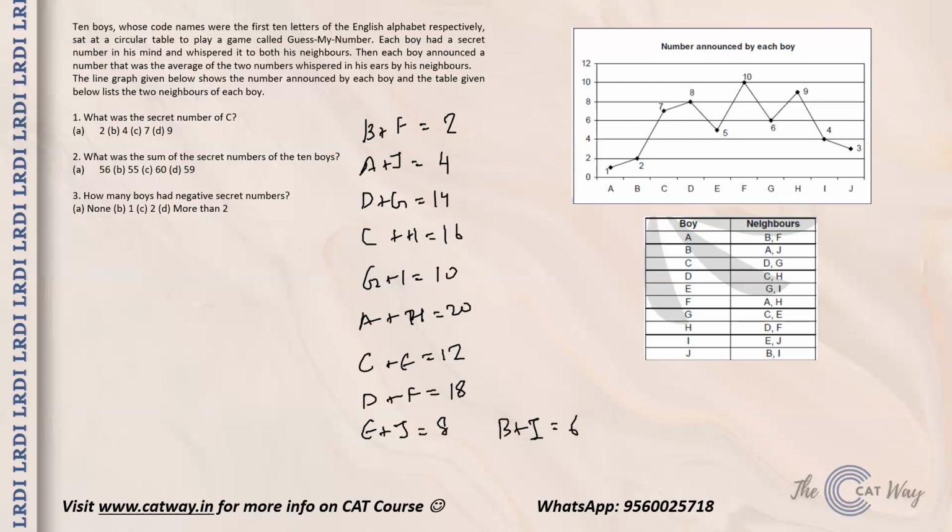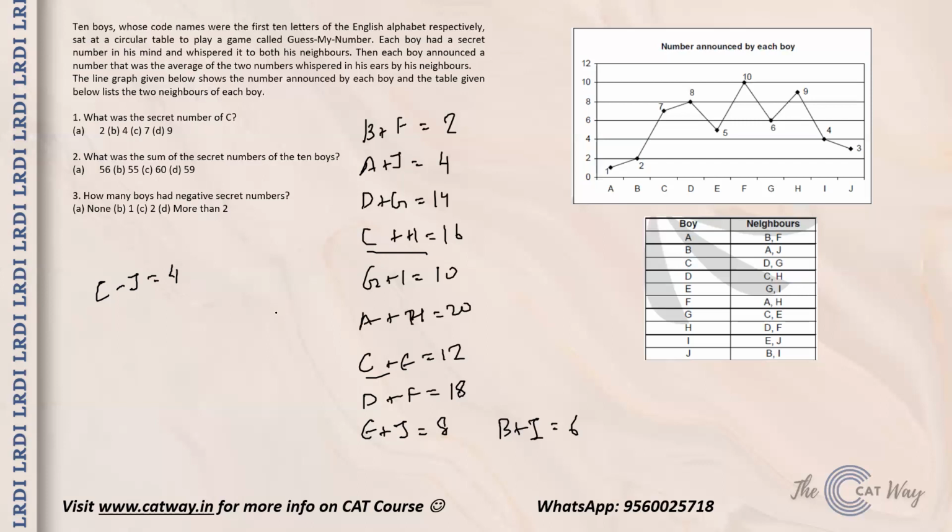All right guys, so next, what is the secret number of C? So for C, if you see, we have C plus H and C plus E. If you have to remove E, you need to subtract E plus J from C plus E. So if you do that, what you get is C minus J. C minus J is equal to 4. Correct.